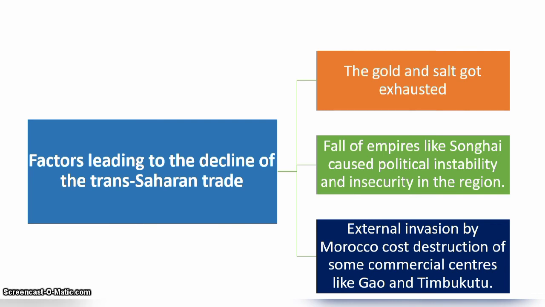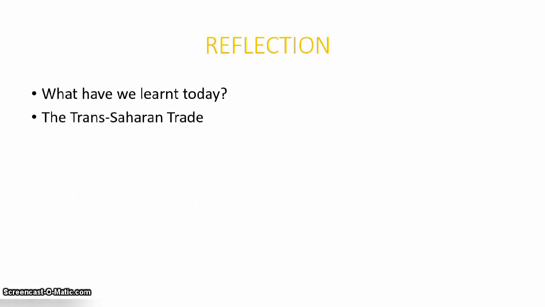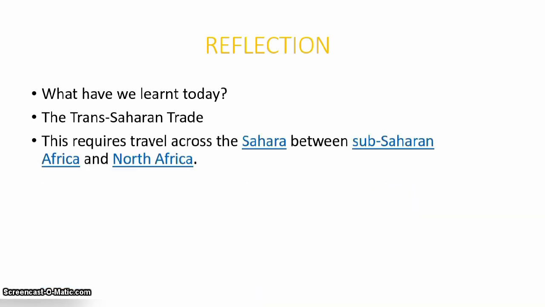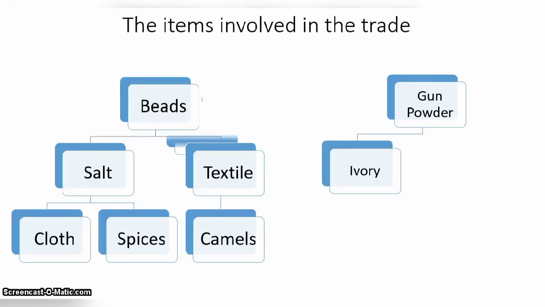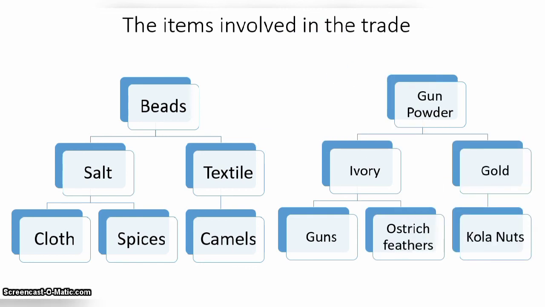Great. So let's look at our reflection. What have we learned today? In today's lesson, we learned about the Trans-Saharan trade. And we said this requires travel across the Sahara between Sub-Saharan Africa and North Africa. Then we went on to look at the items in which they traded. We said there are beads, salt, textile, clothes, spices, and the rest.